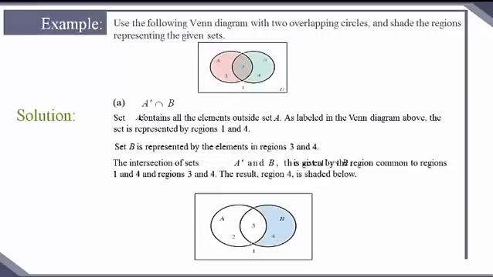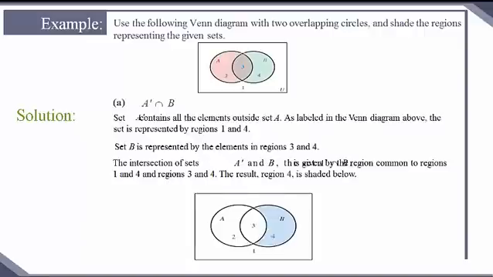So we want to use the following Venn diagram with two overlapping circles. The reason why we point that out is sometimes Venn diagrams can have more than two circles. You can have three and even more. And we want to shade the regions that represent the given sets. So you can see that the kind of peach color is set A, and the green color is set B, and then that dark football in the middle, that's where those two sets overlap.